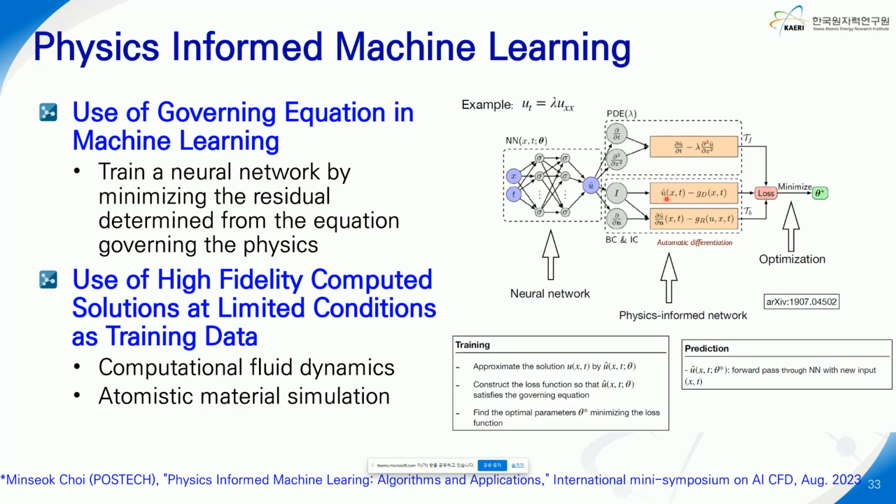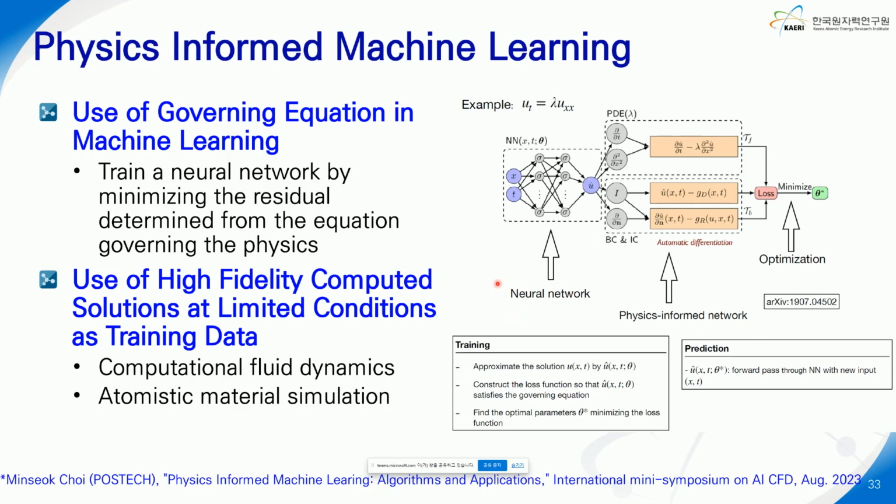network which can evaluate derivatives from the distribution and calculate the residual, which is the difference between the left and right-hand side of the governing equation at each spatial point. The residual information is fed back to the neural network so that the neural network parameters are adjusted to minimize the residual. This is one way of physics-informed machine learning.